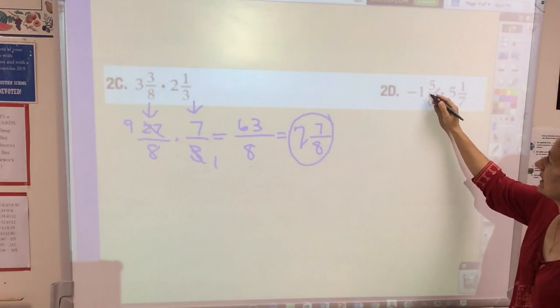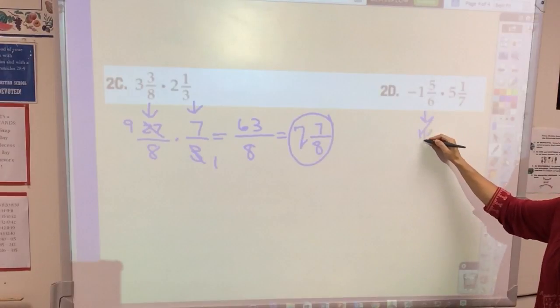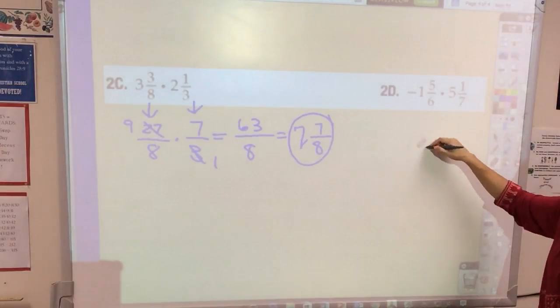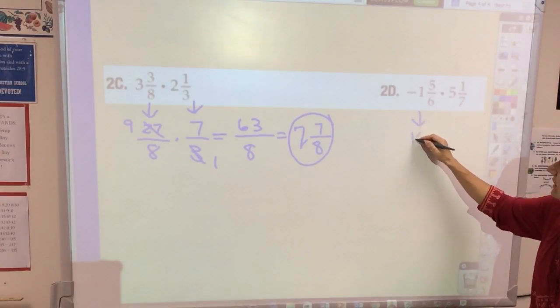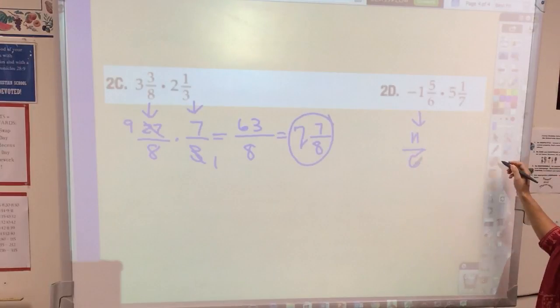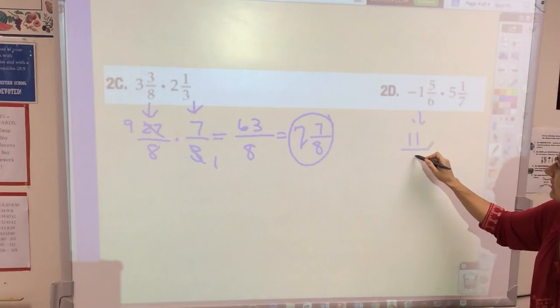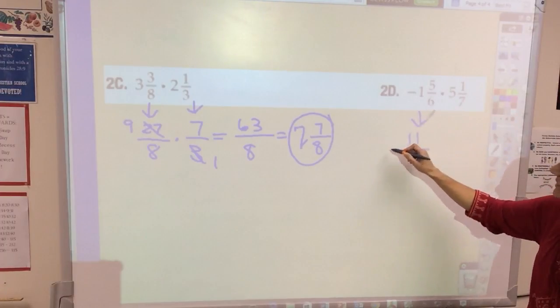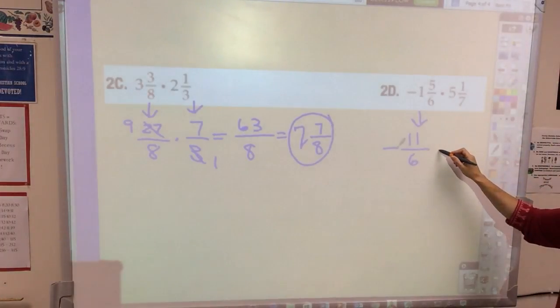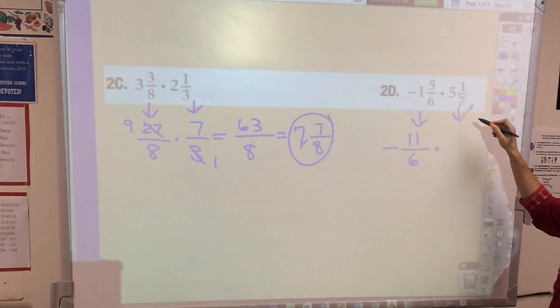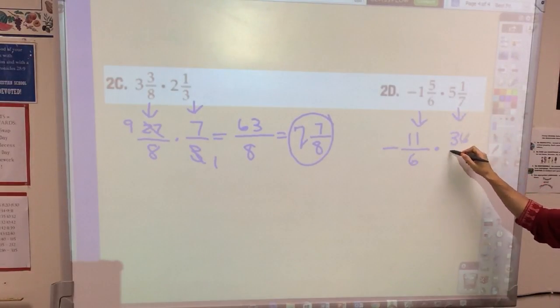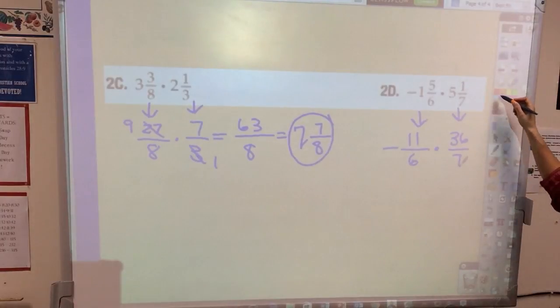1 and 5/6 as an improper fraction is 11/6. I'm sorry, my pen is acting up here. 11/6. And that was a negative, so I'll put that down to remember to include that. 5 and 1/7 is 36/7. Now I'm going to cross simplify.